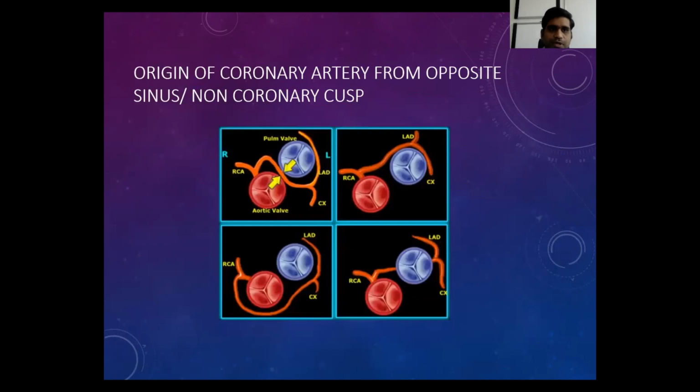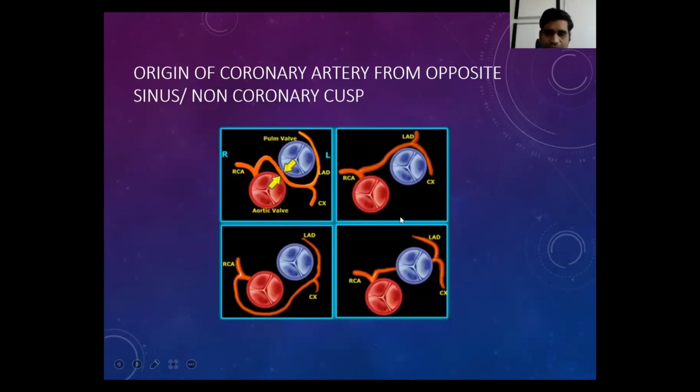Now we will see about origin of coronary artery from the opposite sinus or non-coronary sinus. In this condition, you have to see the course of the artery. For example, in the first image, you can see an interarterial course. The left coronary artery arises from the right coronary sinus and it traverses in the interarterial region. The problem with this is that in case of acute stress, the aorta and pulmonary artery will enlarge. So that will compress the artery, and that will lead to myocardial ischemia.